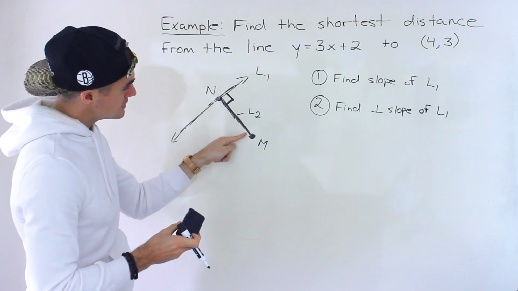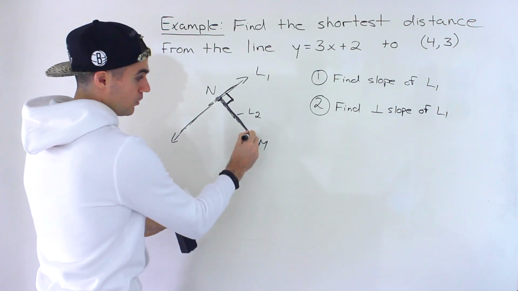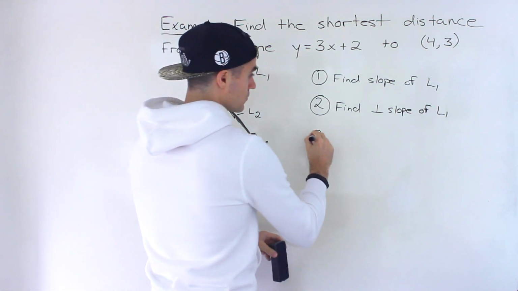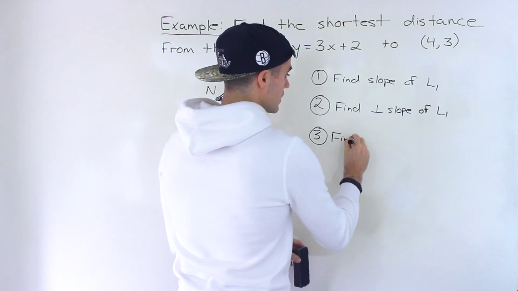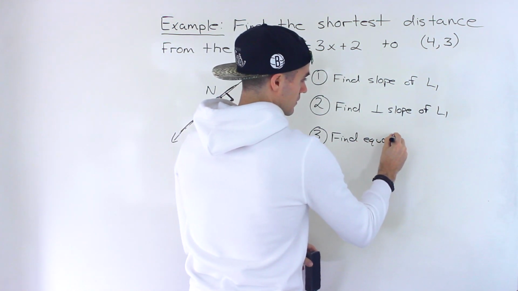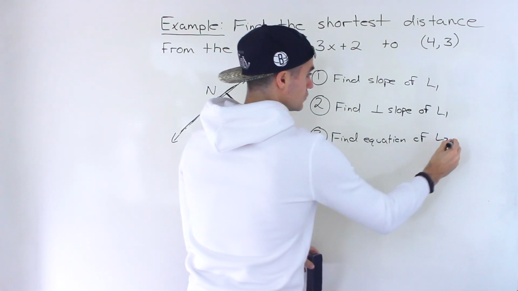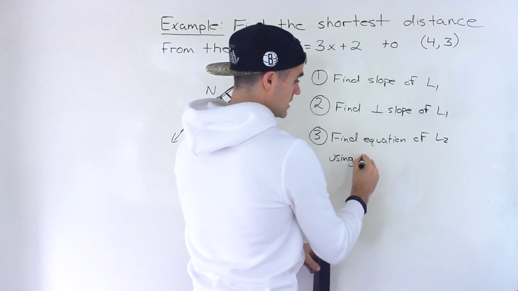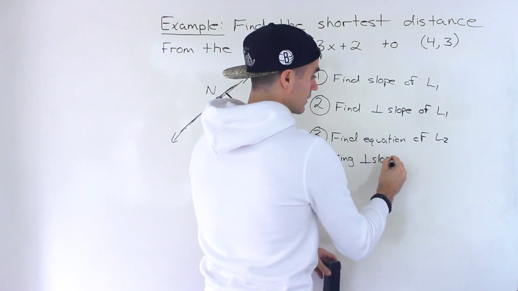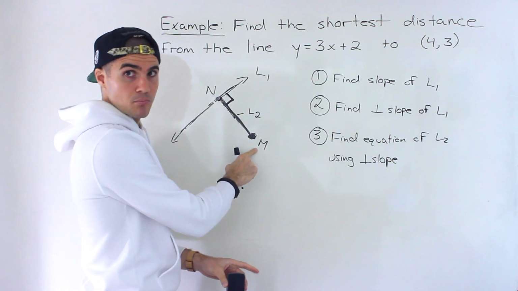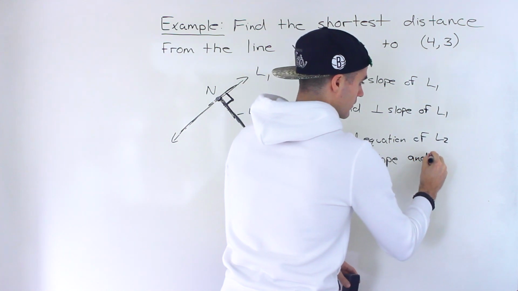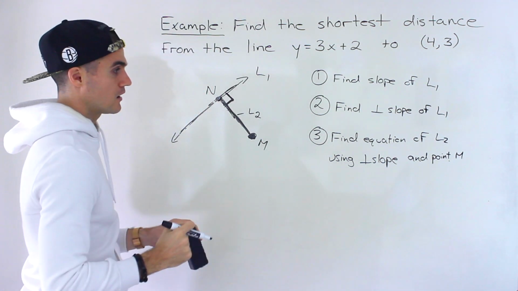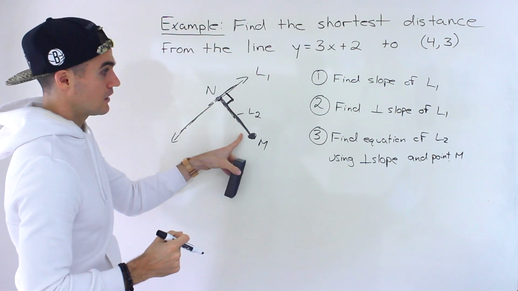And then once we have the slope of this line, we have a point on the line, which is the point that we're given in the question. So we labeled it point M. Then we're going to have to find the equation of L2, this line over here, using that perpendicular slope that we found in step 2 and the point M. Right? We have a point, a slope, we can find the equation of this line. That's going to give us the line L2.